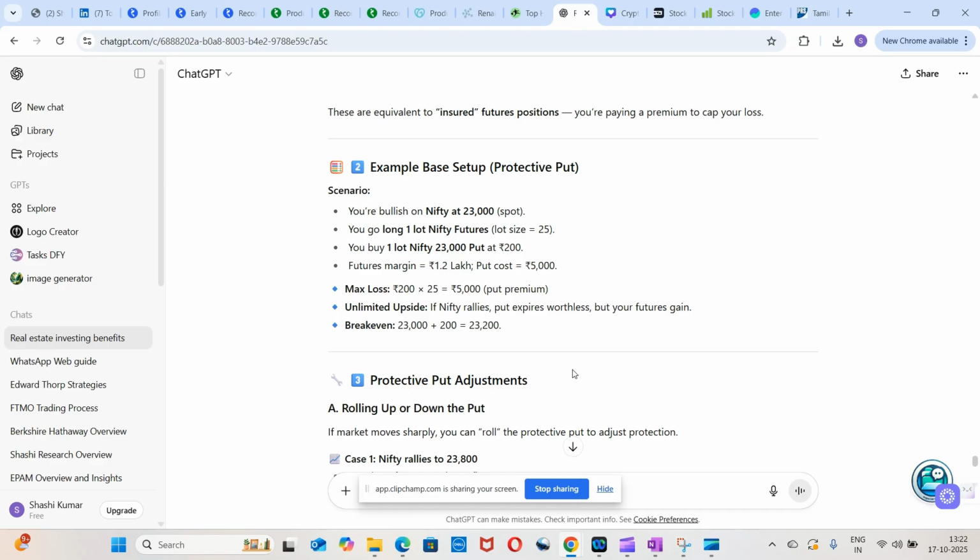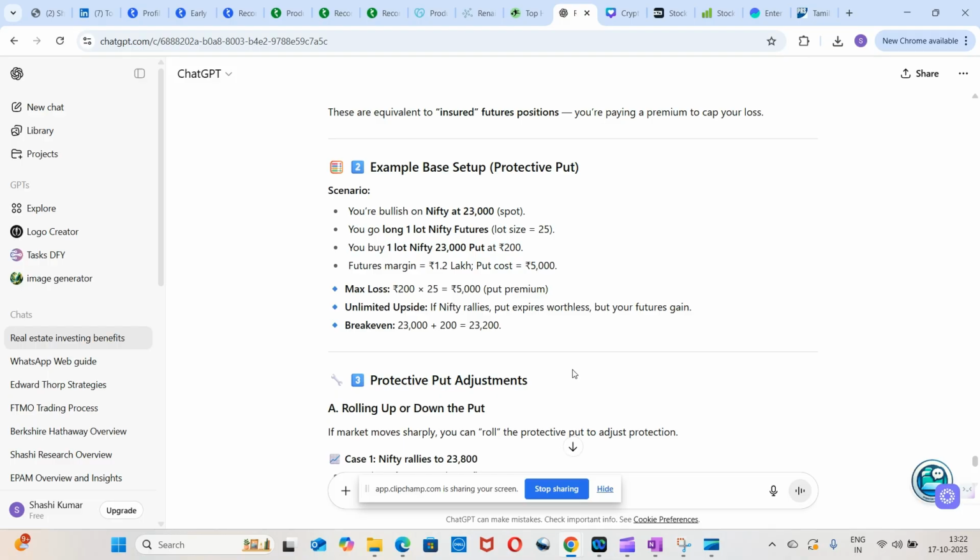You buy this one lot of Nifty at 23,000, and then you buy one lot of Nifty 23,000 put at 200 rupees. So futures margin is 1.2 lakhs, and put cost is 5,000 rupees. This is assuming the Nifty lot size to be 25. Even the options lot size is assumed to be 25, which is not the case right now. It is 75. But yeah, let's go with the example.